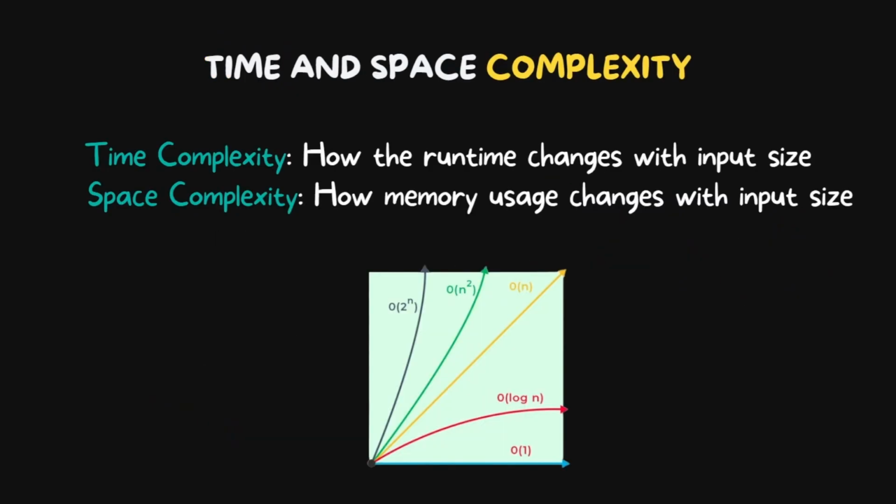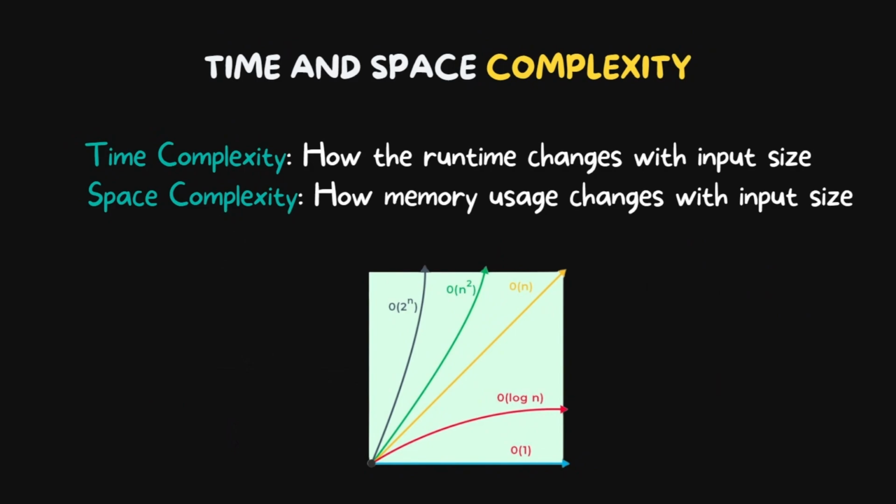So before we wrap up, let's touch upon an essential concept: time and space complexity. Time complexity measures how the runtime of an algorithm changes with the size of the input. Space complexity, on the other hand, measures how much memory an algorithm uses. These metrics help us evaluate the efficiency of algorithms.